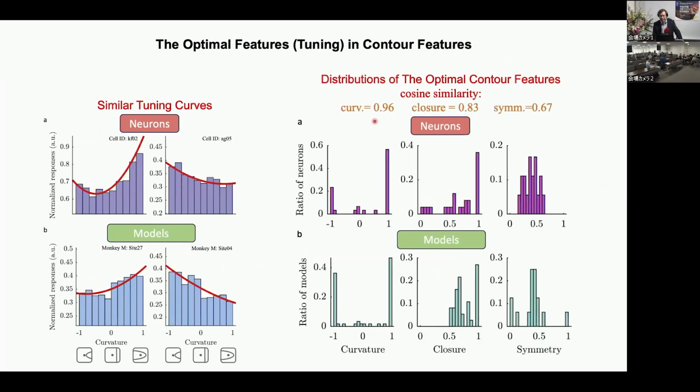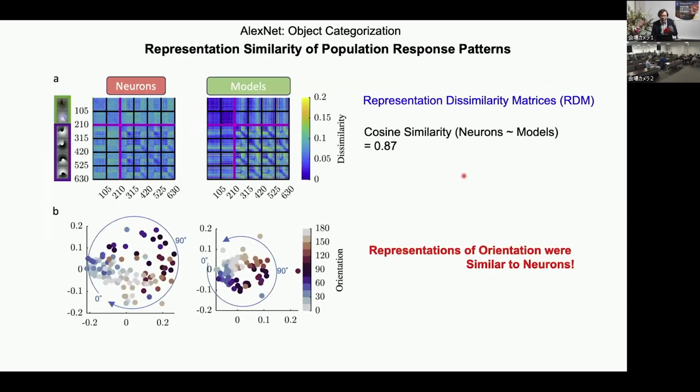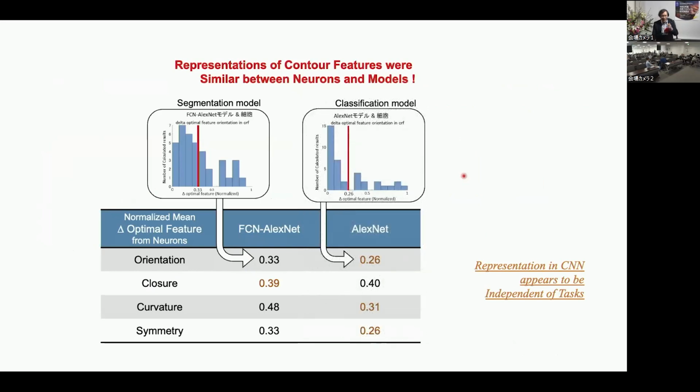And this is the Gaussian symmetry. Again, the similarity is quite high, and this is the two-dimensional cross-tuning. Again, this is for the neuron, and this is the model. We get a very good similarity. We do have some more examination of the similarity of the response patterns, but let me skip these.